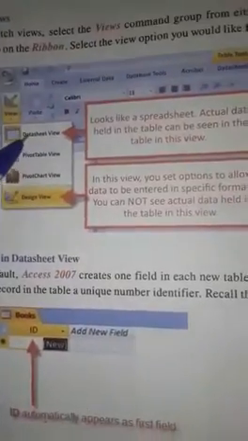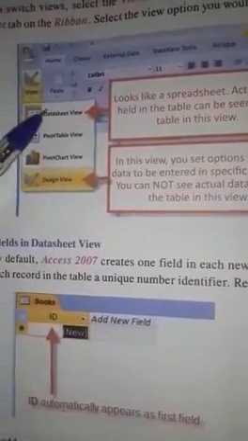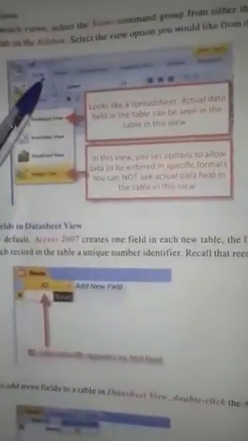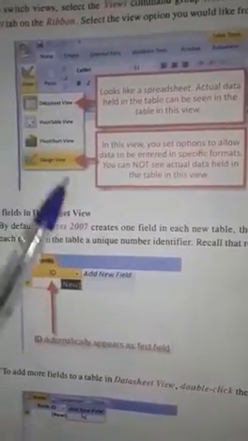Next topic, how to switch views. To switch views, select the views command group from either the home tab or the datasheet tab on the ribbon. Then select the view option you would like from the menu. Okay, this is the home tab. First select the home tab, and then select datasheet view. This is the ribbon.